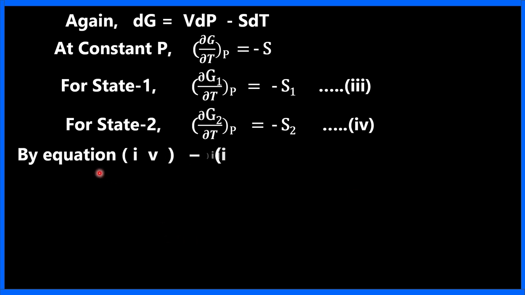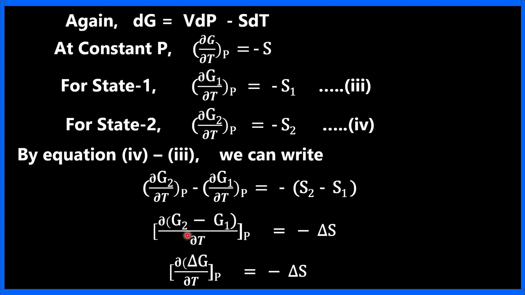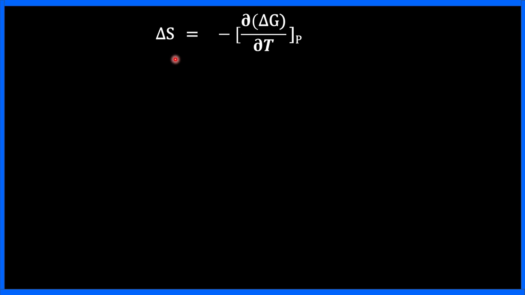Therefore, by equation 4 minus 3, we can write del G2 by del T at constant P minus del G1 by del T at constant P is equal to minus (S2 minus S1), or del (G2 minus G1) by del T at constant P is equal to minus (S2 minus S1), that is minus delta S. Therefore, del of delta G, G2 minus G1 meaning delta G, by del T at constant P is equal to minus delta S. Therefore, delta S should be minus del of delta G by del T at constant P.